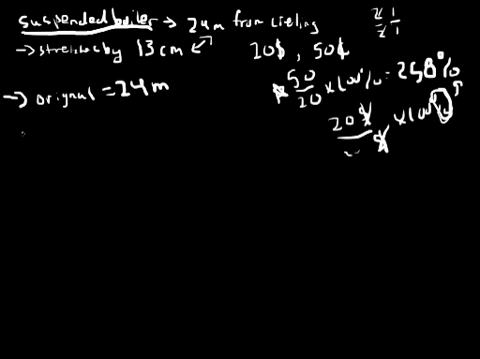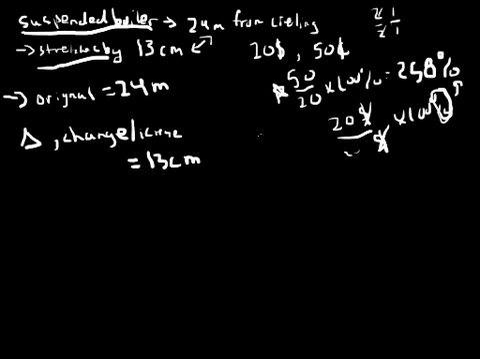The original is 24 meters. It's stretched by this much, so this was your change. You can represent it by a delta symbol, or you can just write it out as change or increase, whatever you want to write. This is how much it changed by, equal to 13 centimeters. Now we can do two things. We can convert the top one to centimeters and get centimeters over centimeters, or you can convert the bottom one to meters and get meters over meters. It doesn't really matter. It gives you the same.